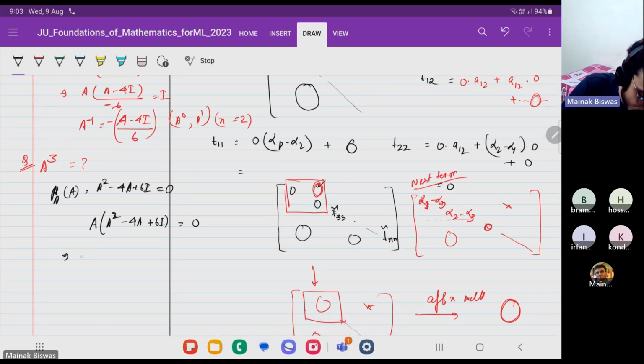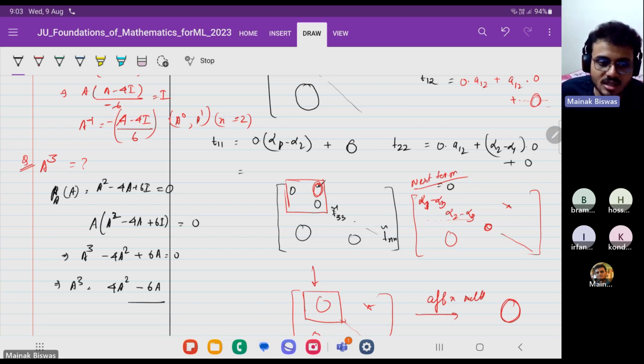So what will I end up with? A cubed minus 4A squared plus 6A equal to 0. So what will I have? A cubed is equal to 4A squared minus 6A. But I have got it in terms of A squared and 6A. So now what will I do, to get it in terms of I and A? Substitute A squared.